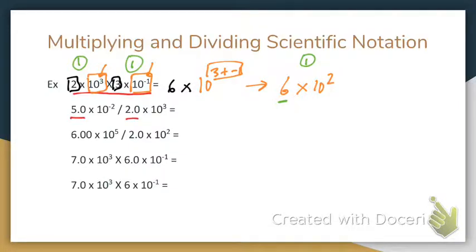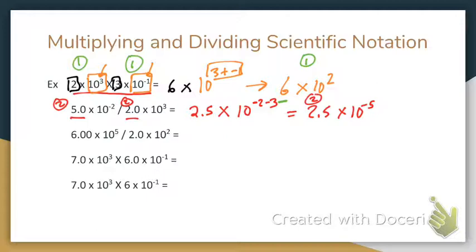I first divide my two coefficients. 5 divided by 2 is 2.5 times, and then now I take, instead of adding them when I multiply, I subtract them when I divide, so negative 2 minus 3. And so that'll equal 2.5 times 10 to the negative fifth, right? I check that I have 2 sig figs here, 2 here, so my answer should have 2.